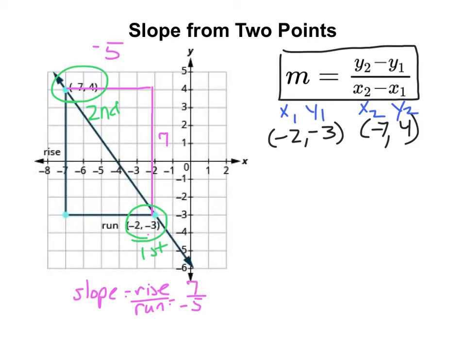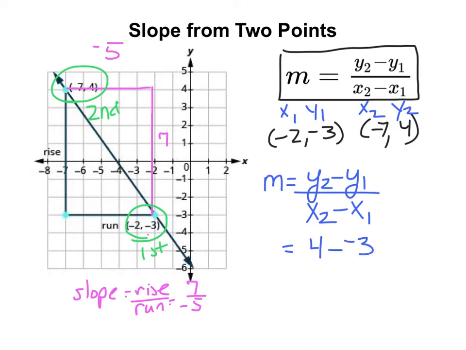So we're going to write my slope is equal to y2 minus y1 divided by x2 minus x1. So y2 is equal to 4 and y1 is -3. So I'm going to write 4 minus -3, that's my numerator. And now I'm going to go back and look at my x values. My x2 is -7 and my x1 is -2. So we're going to write -7 minus -2.